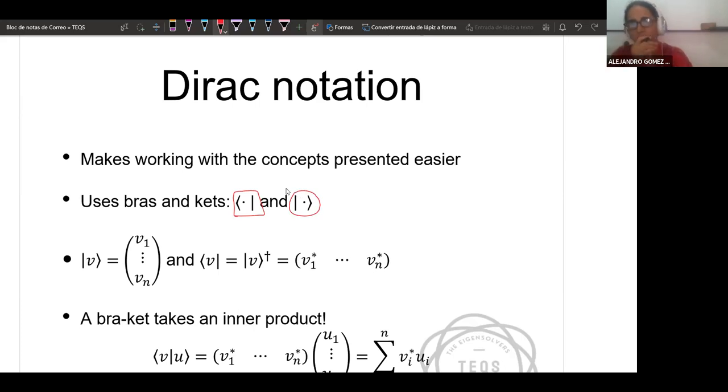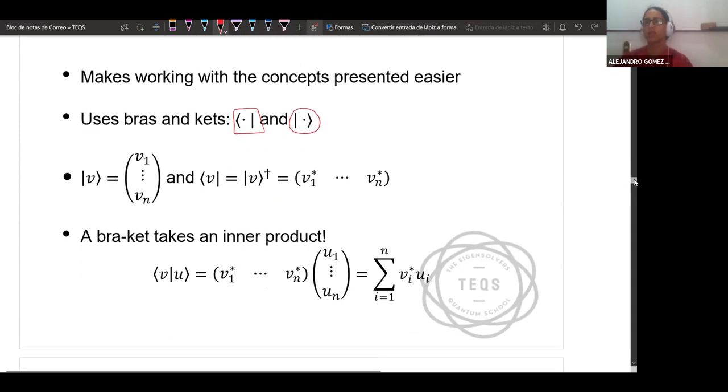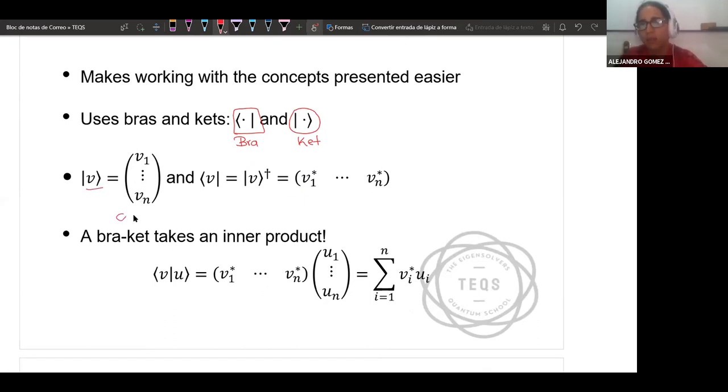In fact, there's nothing new but the notation. We're going to be working with the same vectors, but using different symbols and different notation. But in fact, what's behind this notation is not so new. So first we start with the ket. This is the bra. The ket is defined as just the column vector, with n components. And that's the definition of the ket.